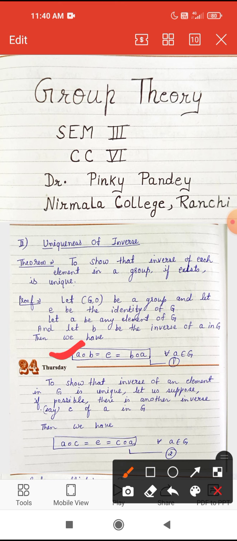Now to show that inverse of an element in G is unique, let us suppose, if possible, there is another inverse, say c, of a in G. So we have a operation c is equal to identity element e is equal to c operation a. Give it as equation 2.